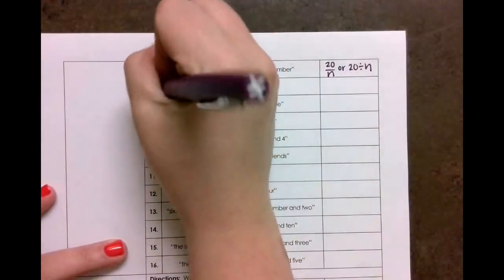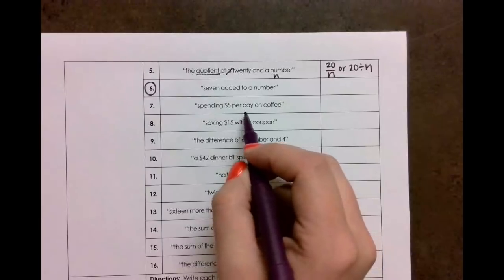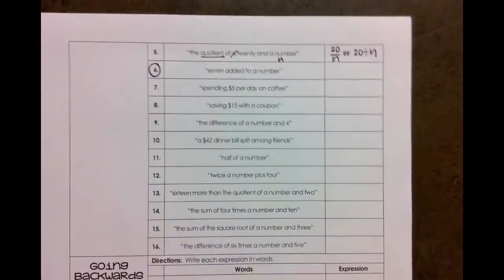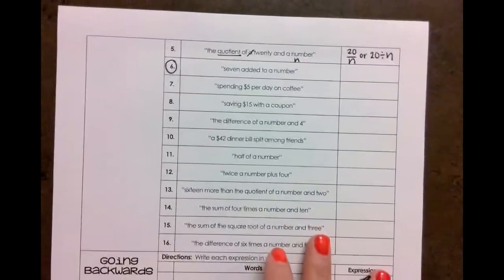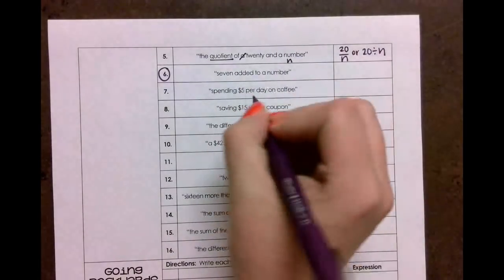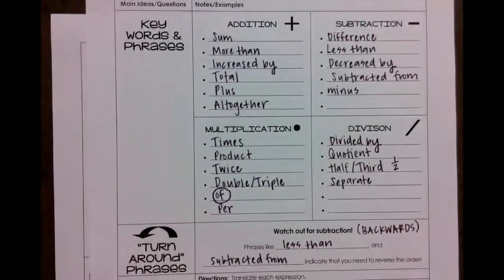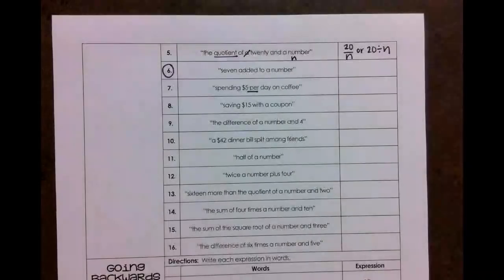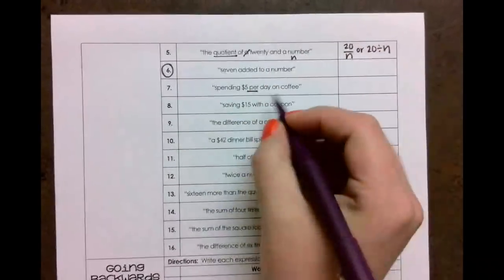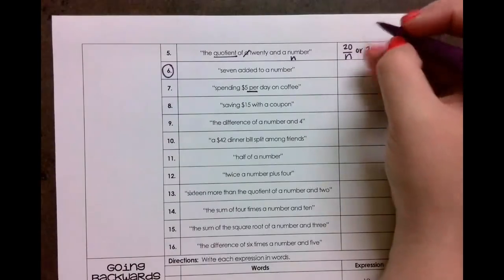I want you to circle number 6 and skip it and go to number 7. Spending $5 per day on coffee. Now that spending is going to make you want to think, but what I'm looking for are those key words and phrases that I looked at the front sheet. So on the front sheet, I see per. If I look over here on my sheet, per is right under multiplication. So I know I'm multiplying. No matter what this problem says, that per tells me I'm multiplying. So spending $5 per day on coffee.